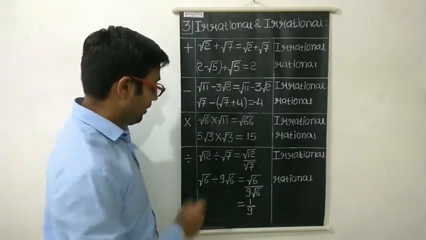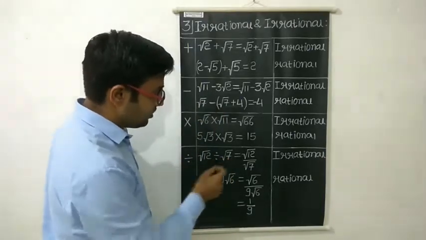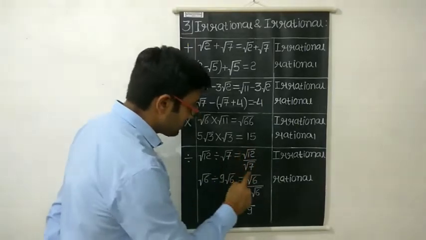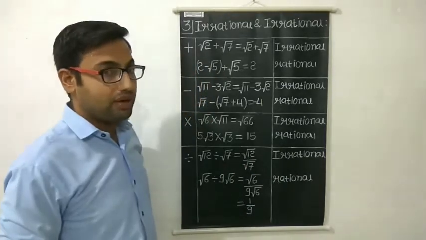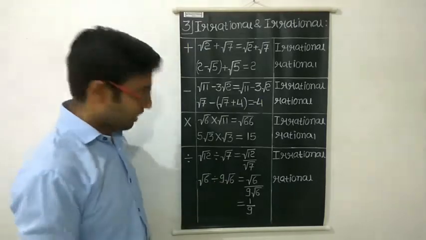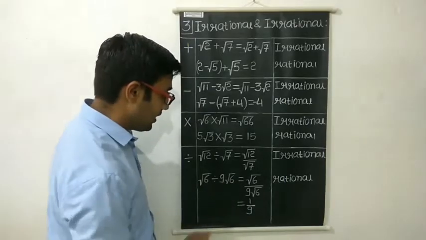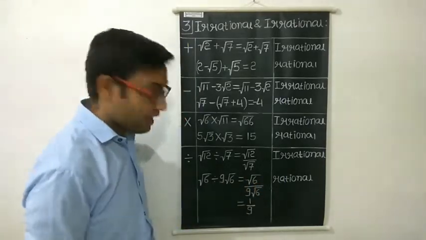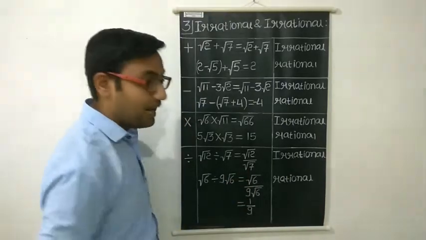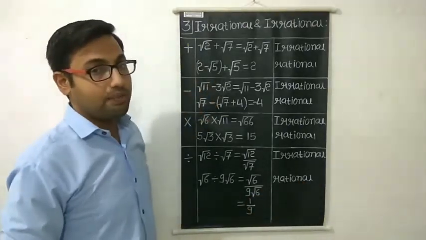Now for the division, the first irrational number is root 12, the second irrational number is root 7. This is the division, so the result is root 12 upon root 7. What kind of number is root 12 upon root 7? An irrational number. See another example, root 6 divided by 9 root 6. The result is root 6 upon 9 root 6. Root 6 cancels out, and the result is 1 upon 9. And 1 upon 9 is what kind of number? It is a rational number.